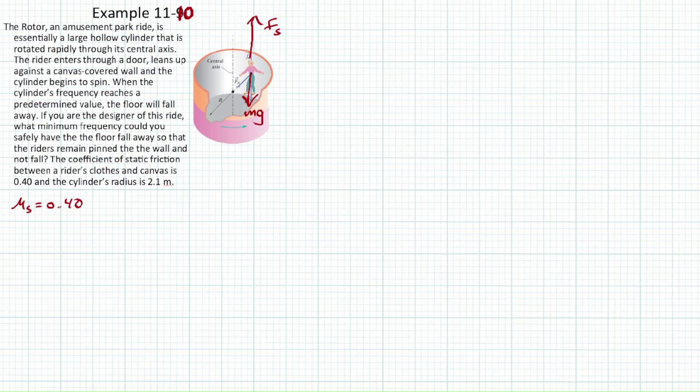0.40, and the radius is 2.1 meters. Again, we're going on the assumption that the static friction force between you and the wall, that is your clothes on the wall, is going to be set equal to your mass times your gravity. These two forces are going to be in balance with each other.